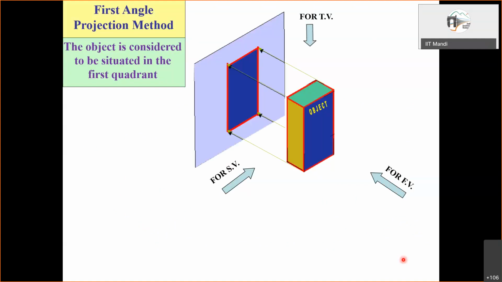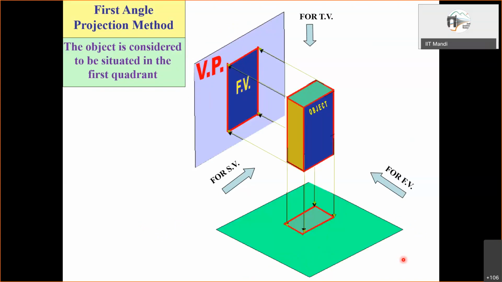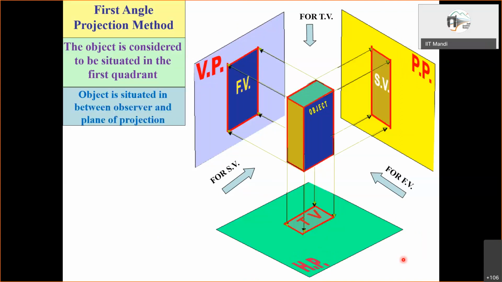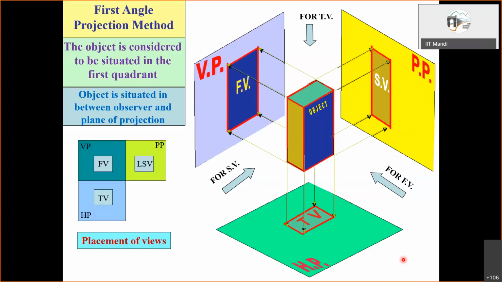So here for front view, we obtain it on the vertical plane. Likewise, top view is obtained on the horizontal plane, and then the side view on the profile plane. The same thing whatever we discussed in the previous slide, right? And this is the relative placement of the view. This thing what I was referring to is a bit more clearer here. So you see, observer is here.